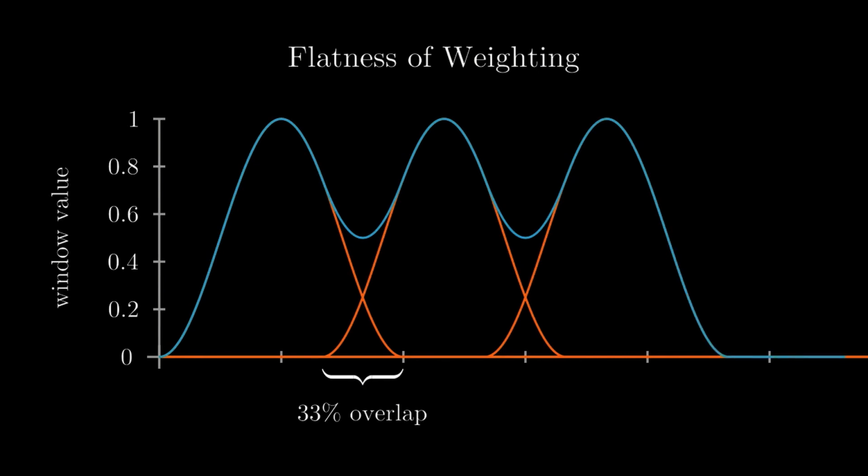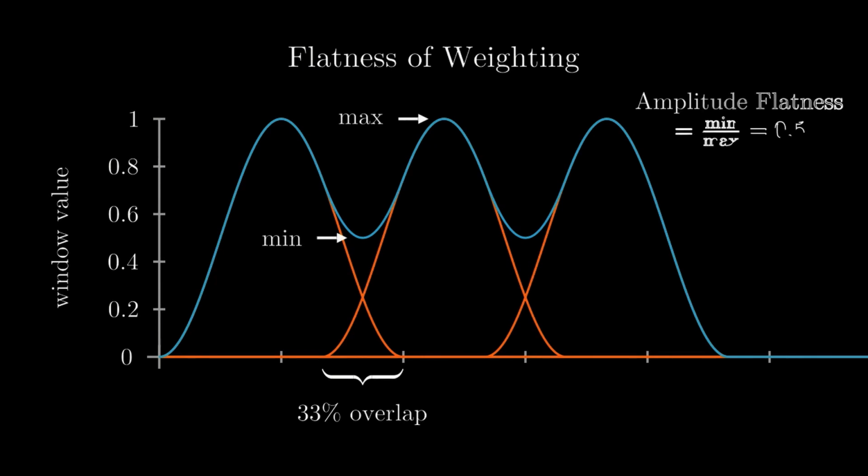As we want to analyze an unknown signal, we would like to keep the weighting the same for each data point in the signal. Therefore, we want to keep the sum of the window values, so to say the blue line in our plot, fairly constant. In this case, however, we can clearly see that it is not constant, and calculating the amplitude flatness results in a value of 0.5. The flatness measure results in a value between 0 and 1, with 0 being the least flat and 1 being the optimum possible outcome.